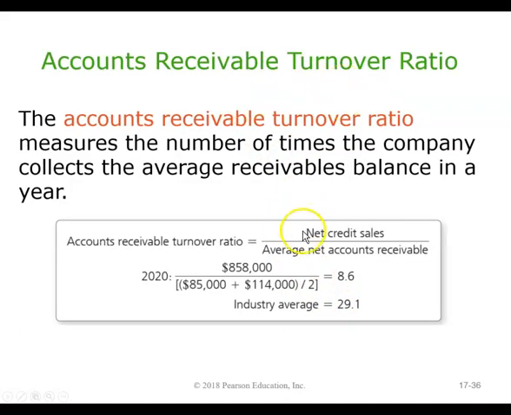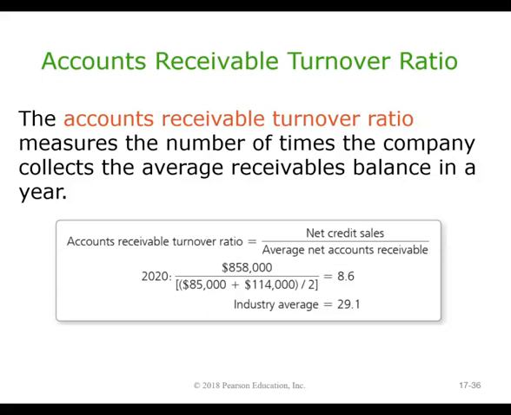All right, accounts receivable turnover is going to tell us about how many times the company collects the average receivables balance in 1 year. On top we put net credit sales, which you can get from your income statement. And on the bottom, average net accounts receivable. And now you know how to get averages. We're going to look at the beginning accounts receivable plus the ending accounts receivable balance divided by 2. And we find out that it's 8.6 times.